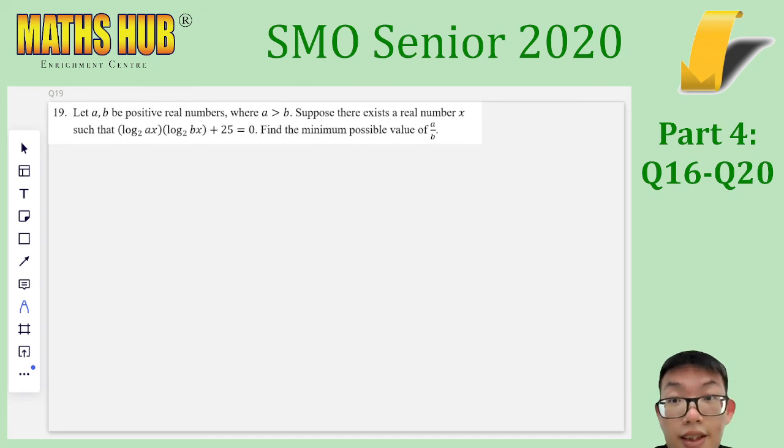In question 19, let A and B be positive real numbers where A is greater than B, and suppose there exists a real number x such that log base 2 of Ax times log base 2 of Bx plus 25 equals 0. Find the minimum possible value of A over B. This equation here is not something we can do a whole lot about, but since the focus is on there existing a real number x, let's at least open up the logarithms to isolate log base 2 of x.